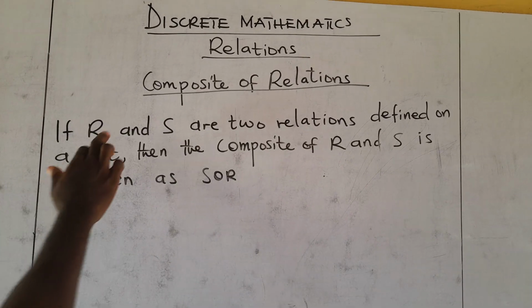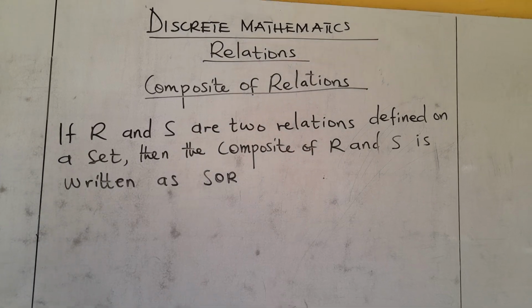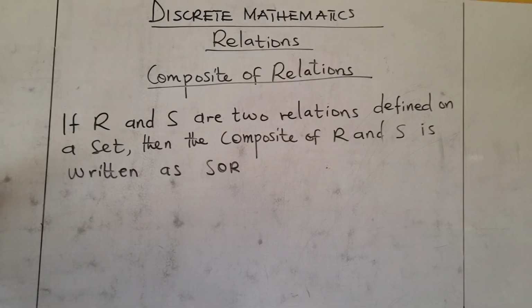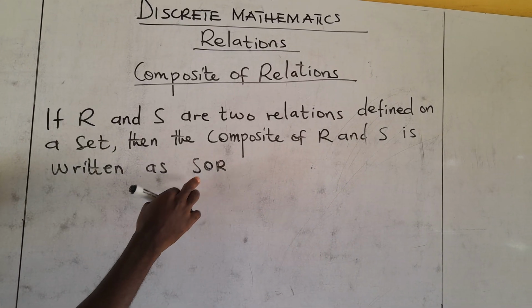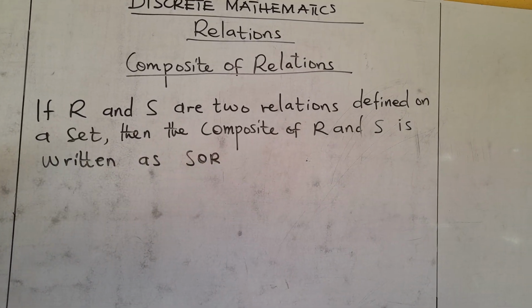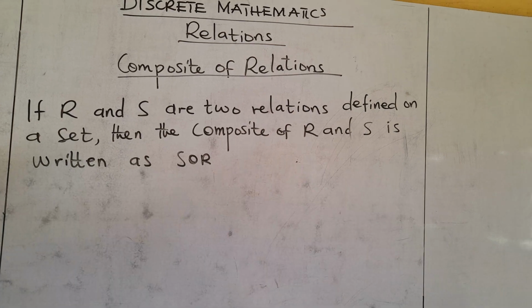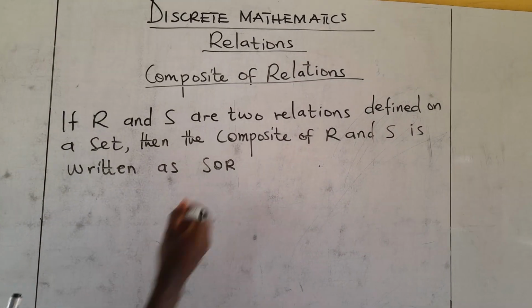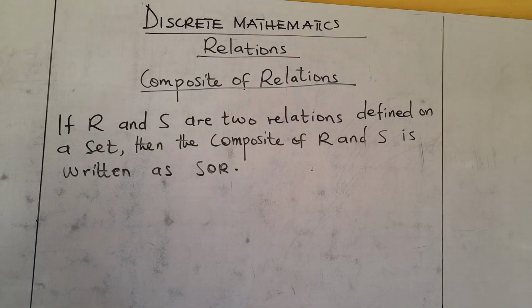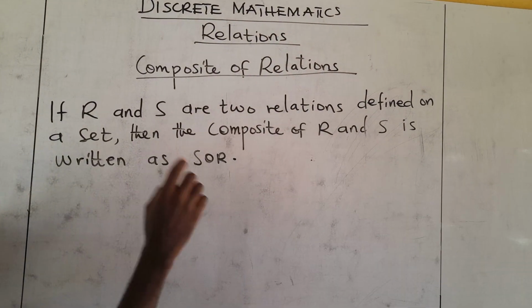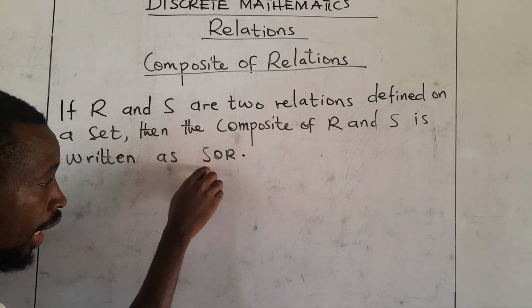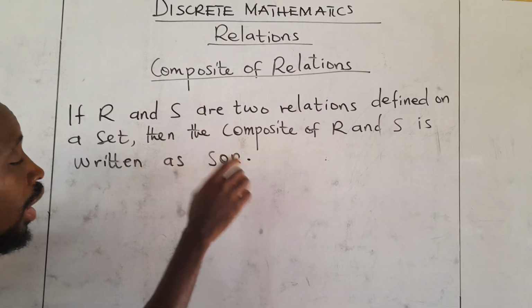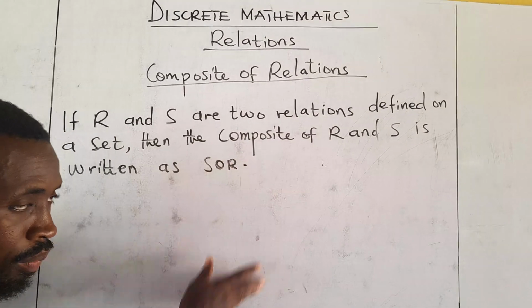So if R and S are two relations defined on a set, then the composite of R and S is written as S composite R. So we call this S composite R. And what does that mean? It means that you are going to match each and every ordered pair in S against each and every ordered pair in R.